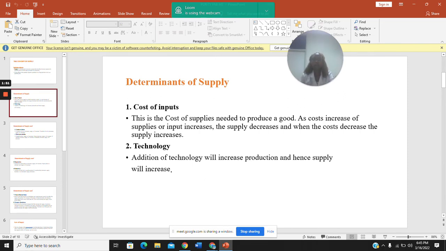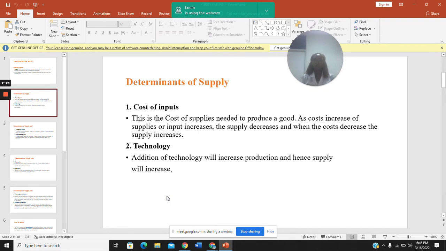Thank you. Let's go to determinants of supply. Number one, we have cost of inputs. This is the cost of supplies needed to produce a good. As costs of supplies or input increases, the supply decreases. And when the cost decreases, the supply increases. When the cost of raw materials increases, this will mean that the supplier will supply less.